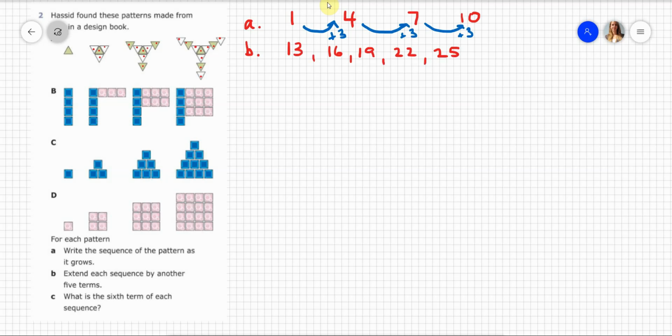Finally, for part C, what is the 6th term of the sequence? We have to count 1, 2, 3, 4, 5, 6, so the 6th term is 16. Okay, so that's for sequence A. Sequence B, we're going to do the same thing.